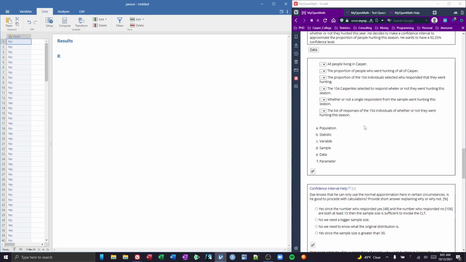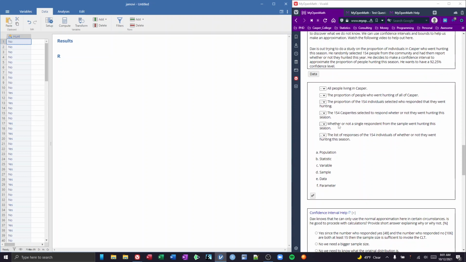now let's go ahead and take a look at these questions. So these are general, like what's our population, what's the statistic, what's the variable. Let's go through and do all these. So let's first of all look at the population. So the population that Dax is trying to make some sort of conclusion about is all people living in Casper. And so since that's a population, now let's go take a look at what the sample is. So the sample is going to be the 154 Casperites who's selected to respond whether or not they went hunting this season. Let's make that VD.